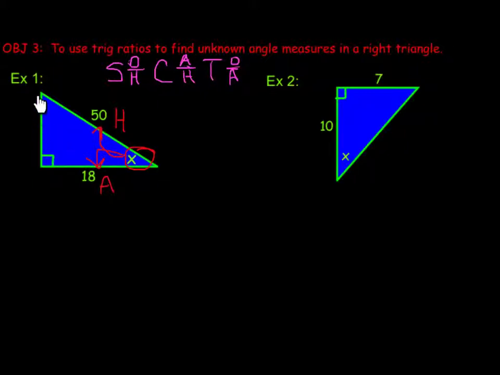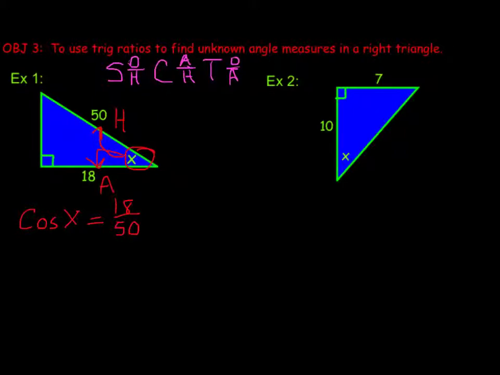Across from the x over here, this side would be the opposite side, the O, but we don't want to identify that. We just want to work with the A and the H. Looks like we have an A and an H. If I look up here at these guys, the only one with A and H is cosine. So we will write that down for ourselves. Cosine x, we put it where the angle would go, equals 18 over 50. A over H.